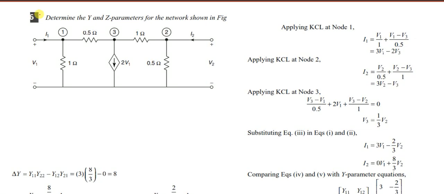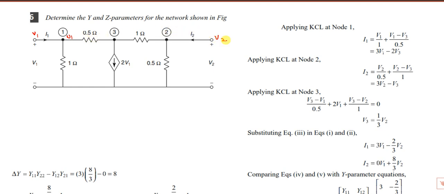In this problem, we are going to determine y and z parameters. So please see here, how many nodes are there? Here there is no resistance, so this V1 is the same as this V1 because no element is there. But between V1 and this other node, one more resistance is there.